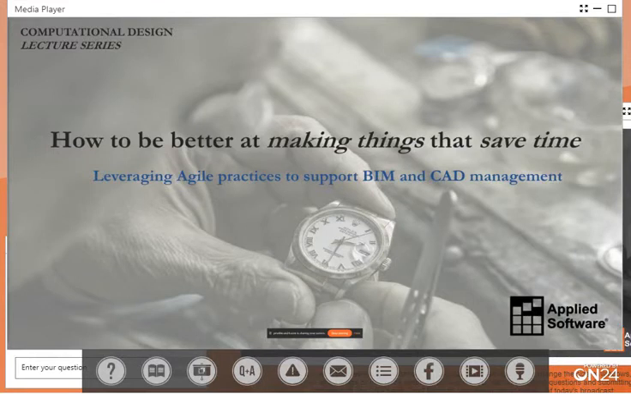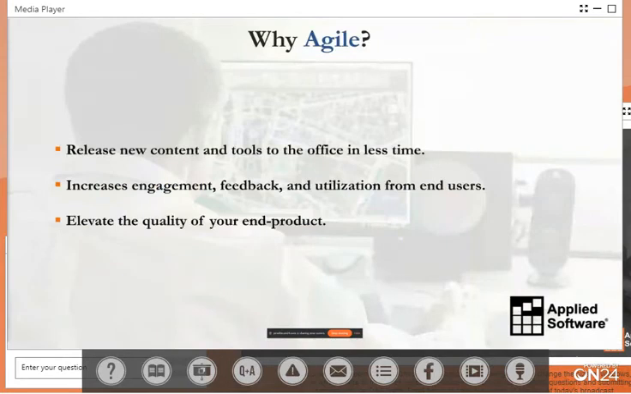So let's kind of jump in. And I want to start with this question: why Agile? I'm gonna break down what it is. I'm gonna explain a little bit of the history and how it's impacted industries and how you can apply it as a BIM manager or as a CAD manager or even just as a project manager. But here's the thing: why is really important.